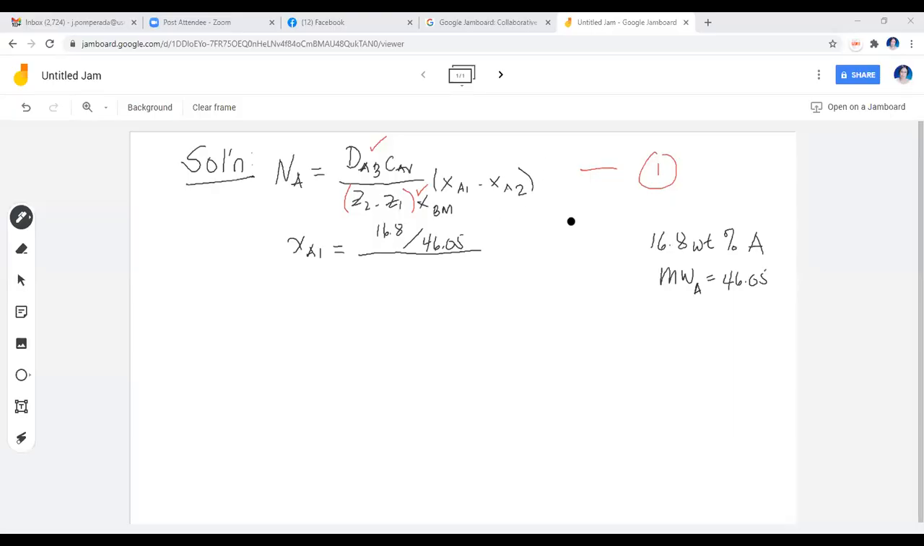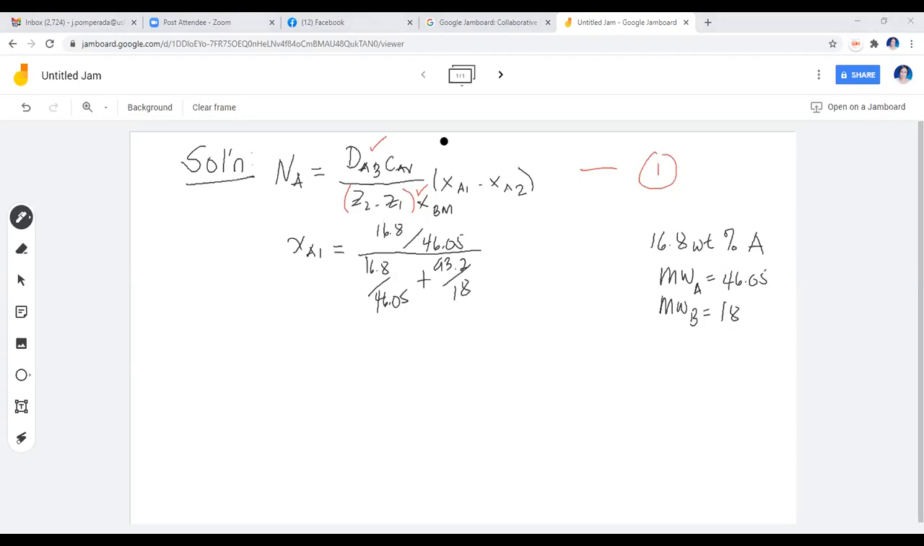Now, I'll write here as well the molecular weight of B. And in this case, our B is water, so we'll write it as 18. Now, if I have 16.8 here divided by 46.05, this is just representing the moles of ethanol. I will need to add to it the moles of water. And if I have again a 100-gram solution of A and B, then 100 minus 16.8 would be 93.2. And we'll divide this by 18. Now you have converted the percentage by weight to mole percent.